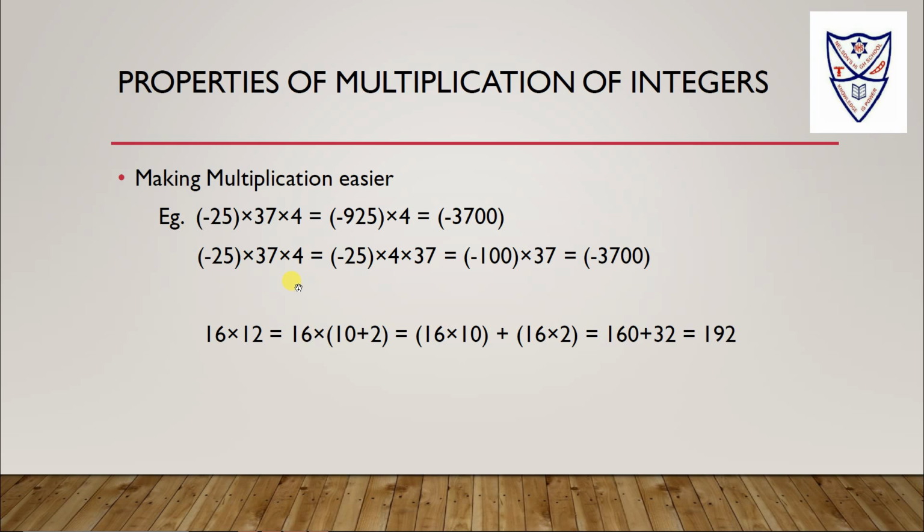Also we have learned the distributive property, which we can also use to make multiplication easier. For an example, 16 multiplied by 12. For 12 we can write it as 10 plus 2. Now we will use the distributive property: 16 multiplied by 10 plus 16 multiplied by 2. Open this bracket. 16 tens are 160, 16 twos are 32. That is 160 plus 32, which is equal to 192. So this way we can make multiplication easier using these properties.